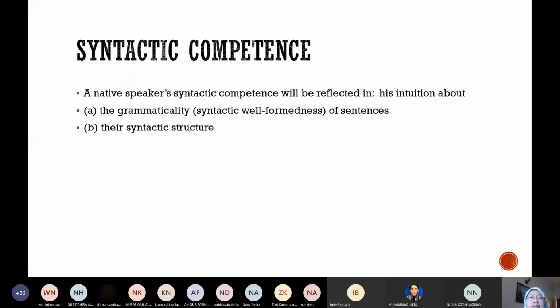But basically, grammaticality means syntactic well-formedness. That means that sentence is well-formed in terms of the syntactic rules. And then we also have intuition about syntactic structure. Intuition is basically when you listen to someone speaking, you immediately know whether that sentence is well formed based on your knowledge of the language, and you know the syntactic structure. Because in order to understand the sentence, you need to know the syntactic structure, the constituents inside the sentence.